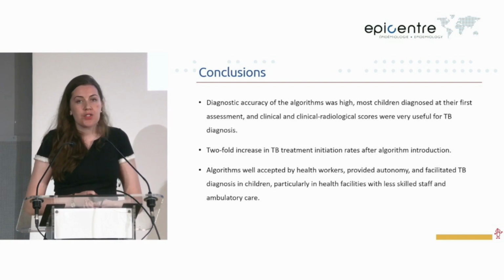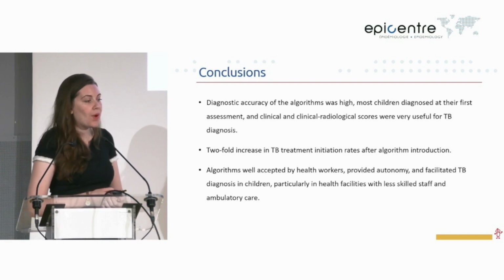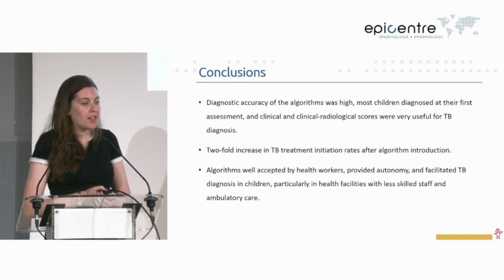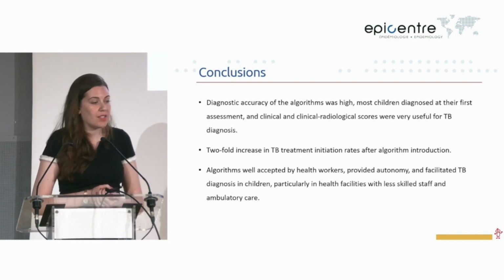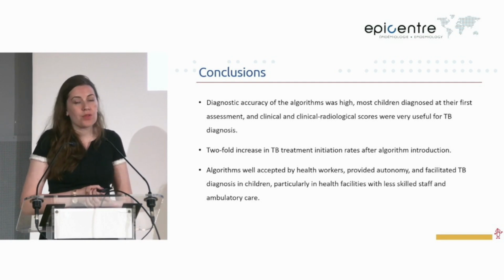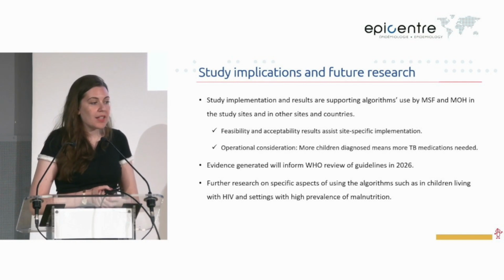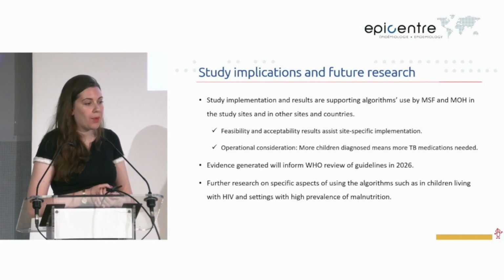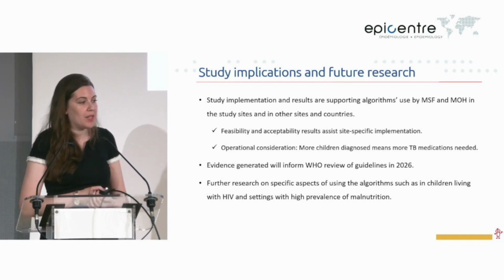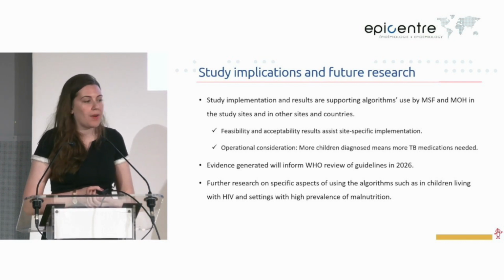We found on average a twofold increase in TB treatment initiation across sites after the algorithms were introduced, and we found the algorithms were well accepted by health workers. They provided autonomy and facilitated TB diagnosis in children, particularly in health facilities with less skilled staff and those offering ambulatory care. We're very pleased to share with you that so far we've seen the study implementation and results are already helping to support the algorithm used by MSF and ministries of health in the study sites, as well as in other sites in countries around the world.